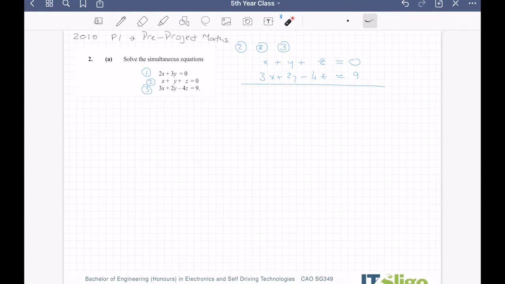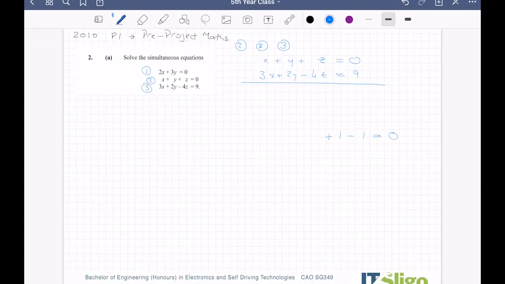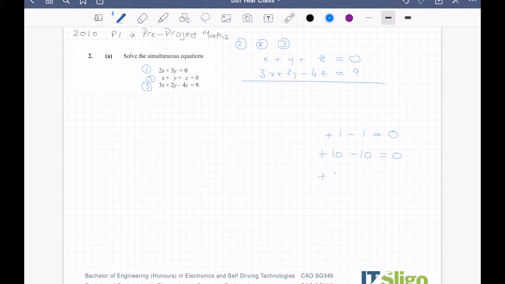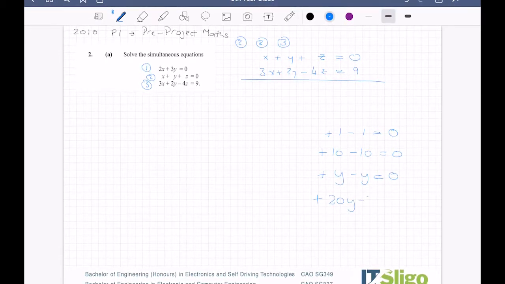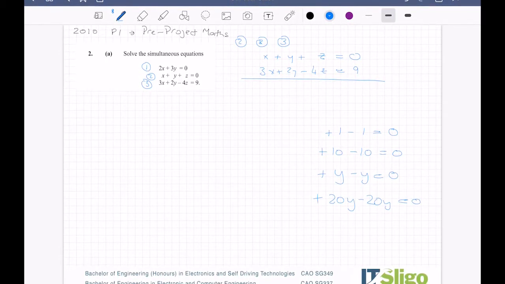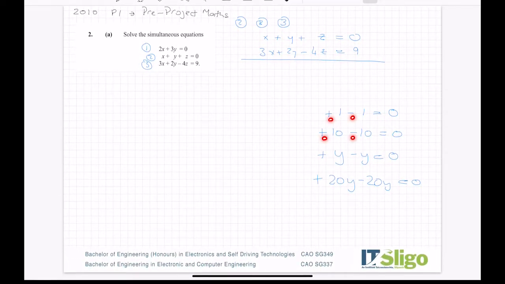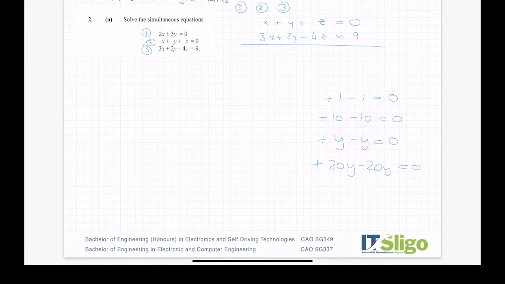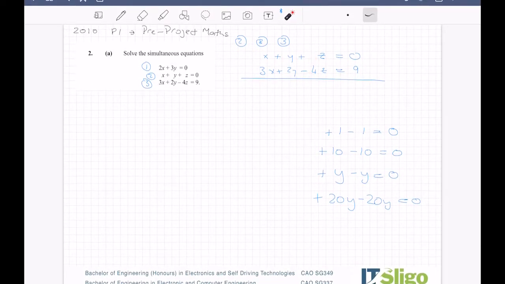To cancel anything to 0, if you think about it, plus 1 minus 1 is 0, plus 10 minus 10 is 0. In the same way, plus y minus y would be 0, plus 20y minus 20y would all be 0. So in any of these cases, as long as I have a plus and a minus of the same variable or number, they cancel to 0. That's the theory behind what we do when we need to cancel a letter.